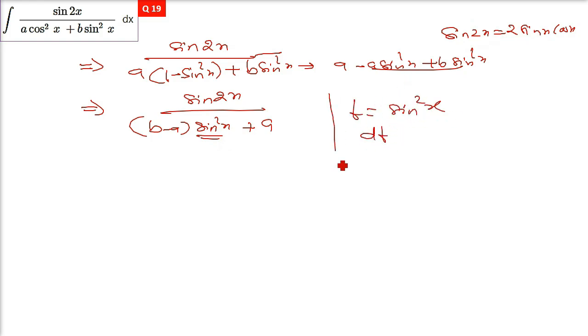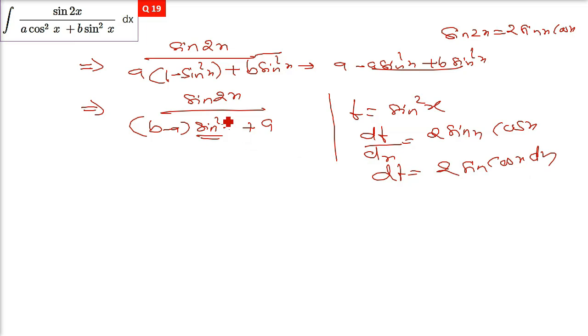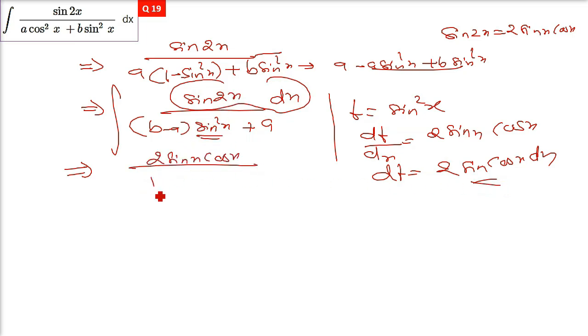You see what will happen. dt by dx will be 2 sin x, then the differentiation of sin x will be cos x. So dt will be 2 sin x cos x dx, which is basically sin 2x dx only. So this sin 2x is nothing but 2 sin x cos x. This whole is already dt. So 2 sin x cos x, you can just write it like this.